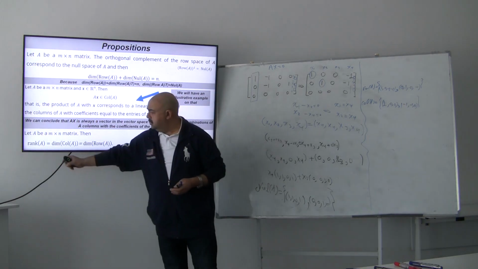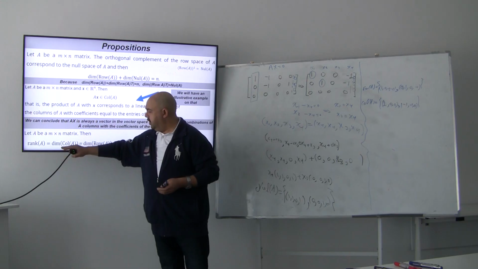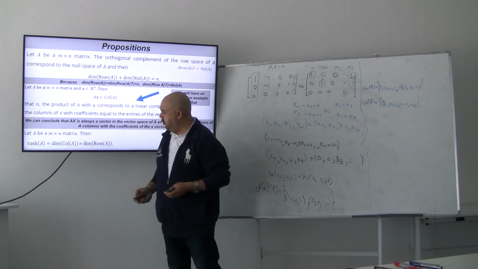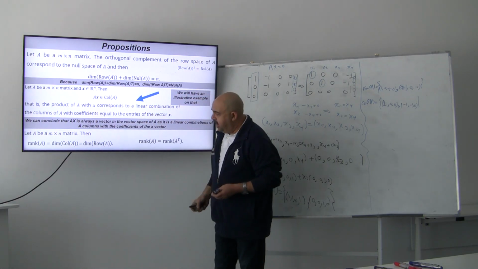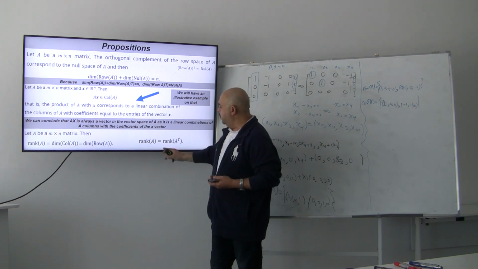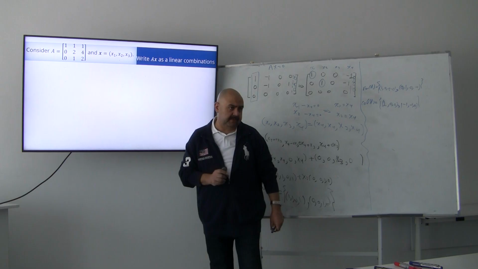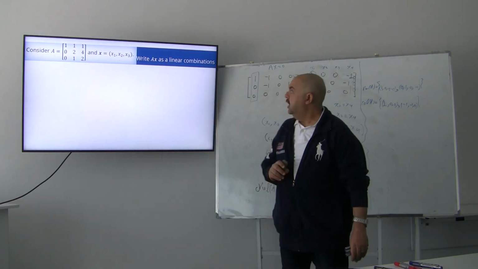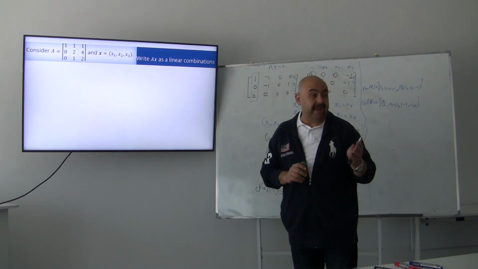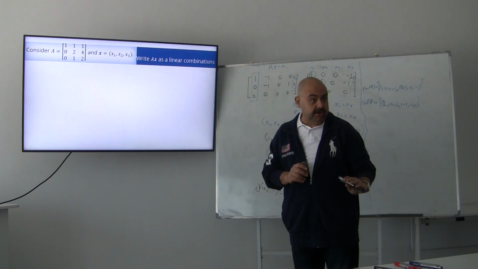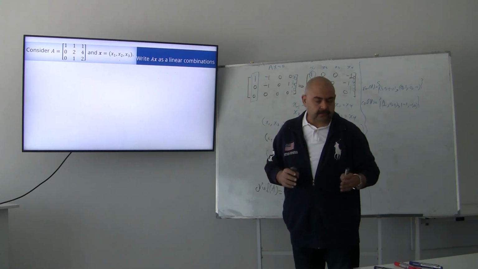Also, we can conclude that rank of A equal the dimension of column of A equal the dimension of row of A if we have m by n, and the rank of A equal to the rank of A transpose. Let's see this example. This example is a very, very nice one. It will show you how Ax is a linear combination from the vector space of A.